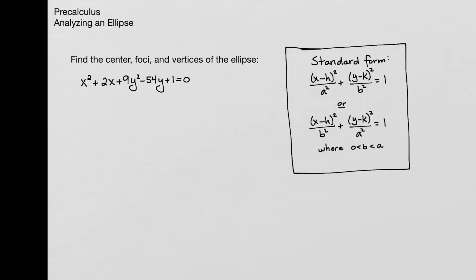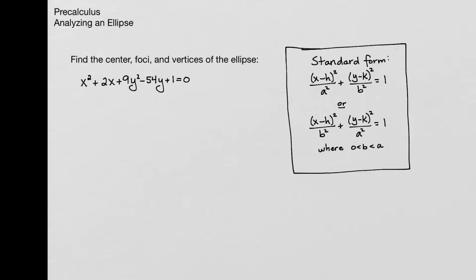Standard form for an ellipse is either (x minus h) quantity squared over a squared plus (y minus k) quantity squared over b squared equals 1, or we can switch the denominators of those two fractions and put the x over b and the y over a. Now, what you want to keep in mind is that a is always going to be larger than b. That's why it could wind up in one of those two formats.